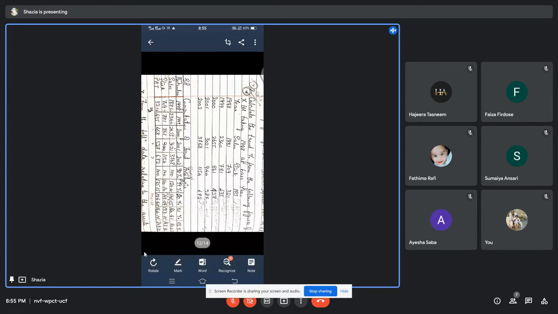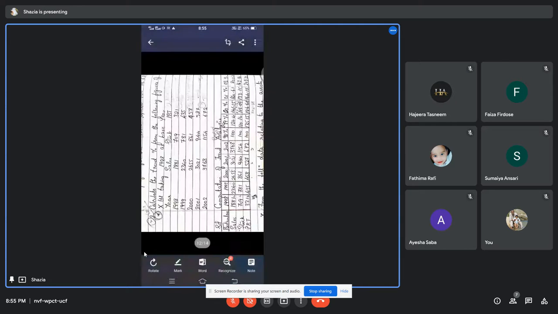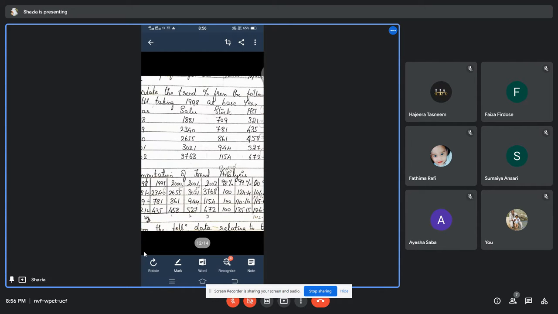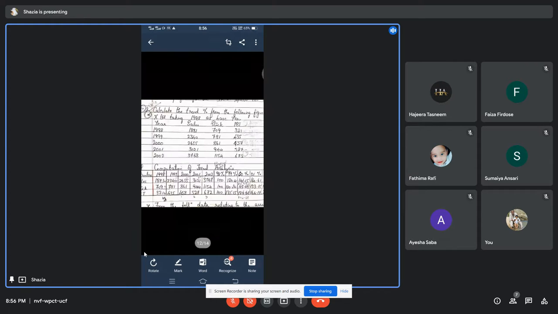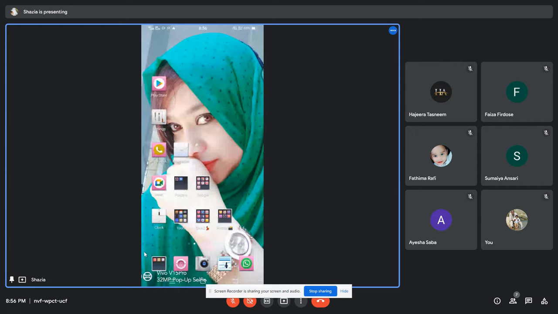Is it visible? The screen is visible for you? Yes, ma'am. Let me rotate this for you people. Look here. Now this is: calculate the trend percentage from the following figures of X Limited. See, taking 1998 as the base year. Okay. Year 1998 as a base year. In this there is sales. So now this is the sales amount. One second.